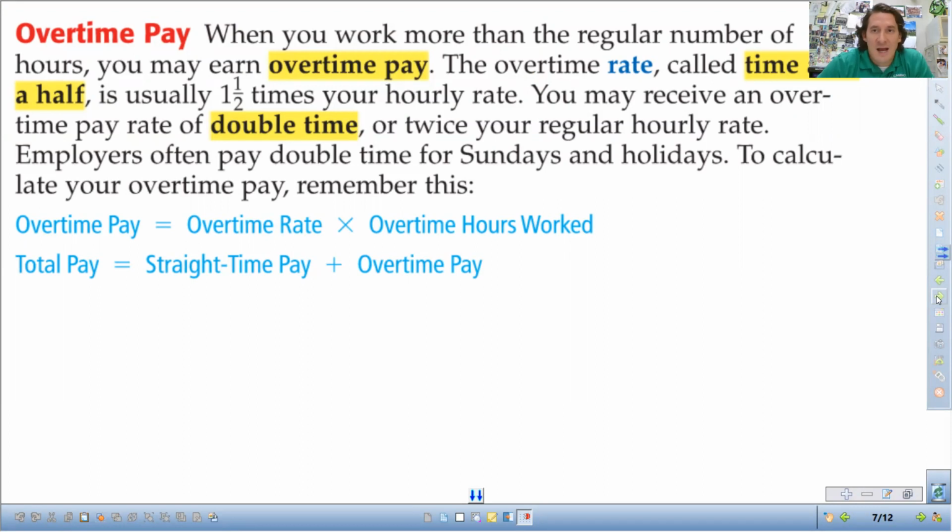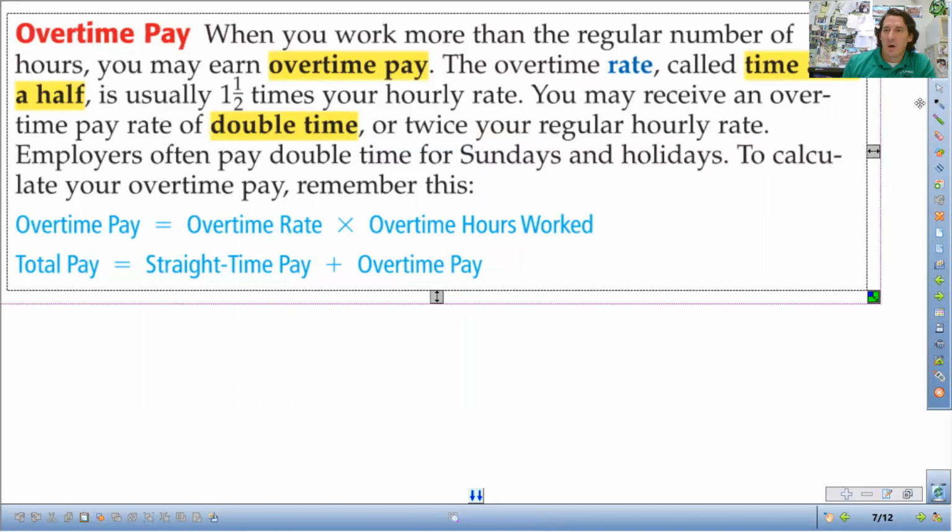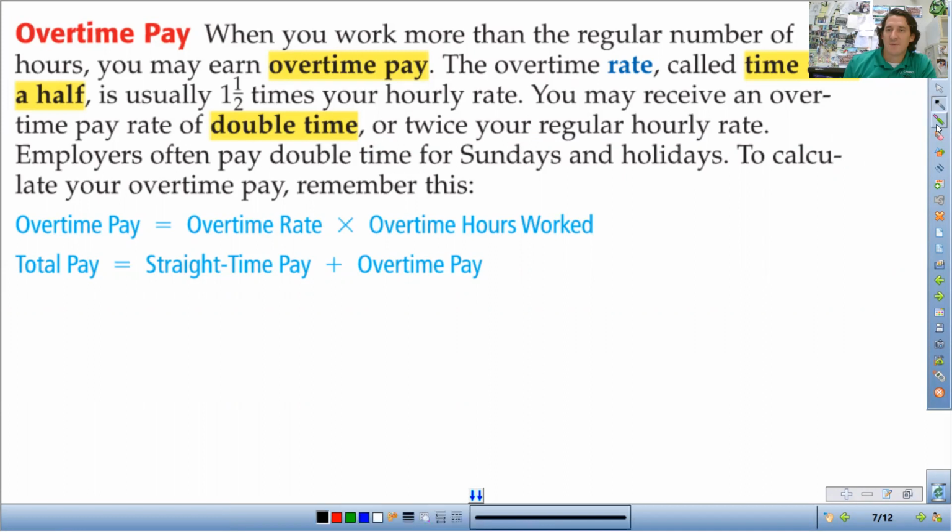The overtime rate is usually called time and a half. In California, your overtime pay is 1.5 times your hourly rate. That is by California law. When we work through these problems, instead of using the mixed number 1 1/2, it's going to be a lot easier to use 1.5 when we're calculating things. Keep that in mind.